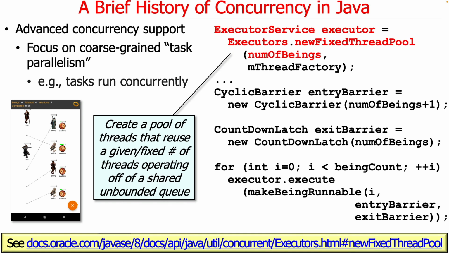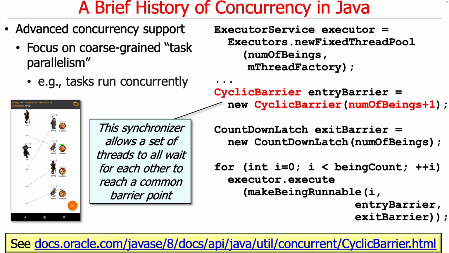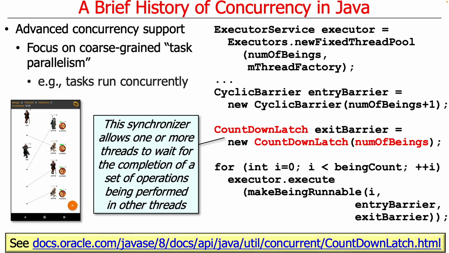So to do this, we're going to allocate a fixed pool of threads with one thread per being. Then we're going to create a couple of synchronizers, a cyclic barrier, which is going to have all the threads, all the beings, wait to start running when they're all ready to go. So that's what a cyclic barrier does. Then we're going to create something called a countdown latch, which is used by the main thread to wait for all the other threads to finish. So it's an exit barrier. This here is an entry barrier, and this is an exit barrier.